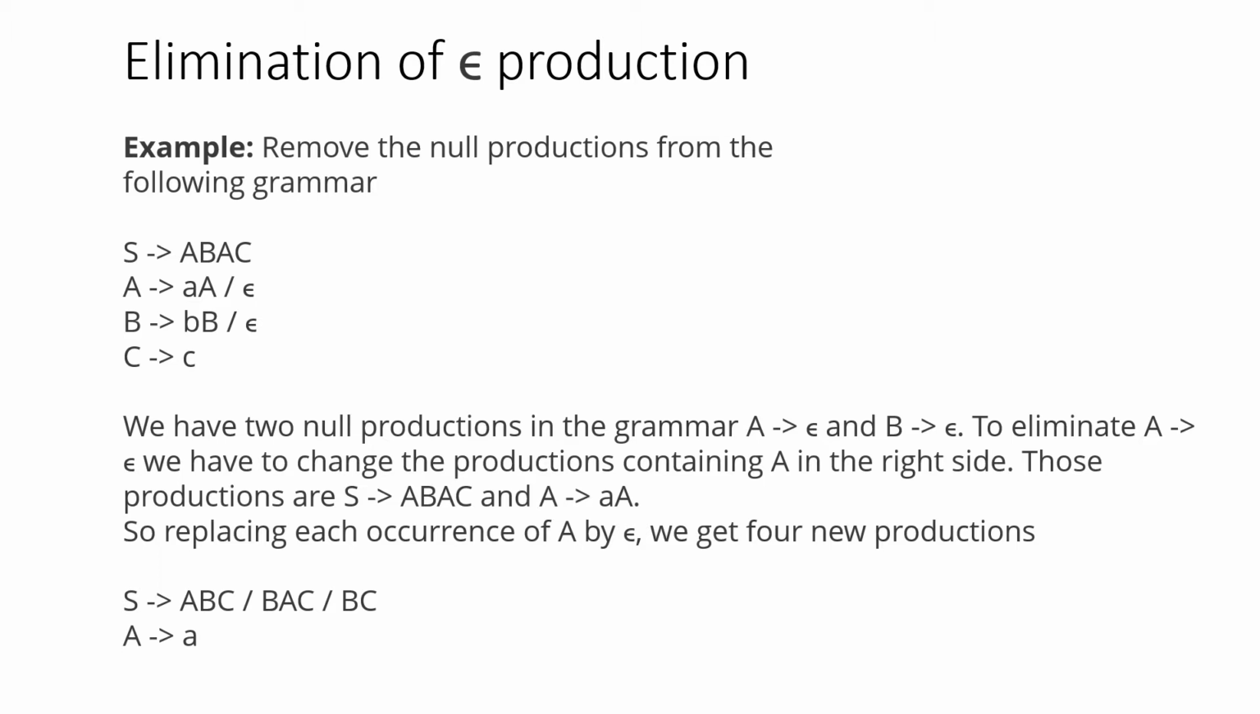So we have a grammar something like this, as you can see. Now we can see that we have basically two production rules having this epsilon, right? It is written over there that to eliminate A to epsilon, we have to change the productions containing A in the right side. Those productions are S to ABAC and A to small a capital A, but it may not be clear from this line. So let's take an example from here.